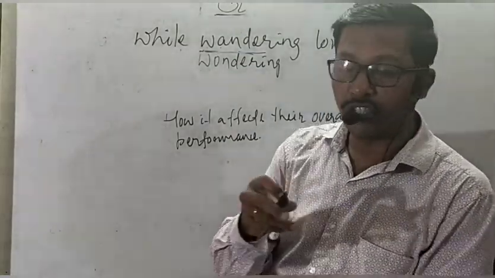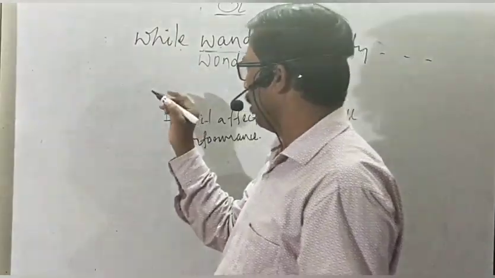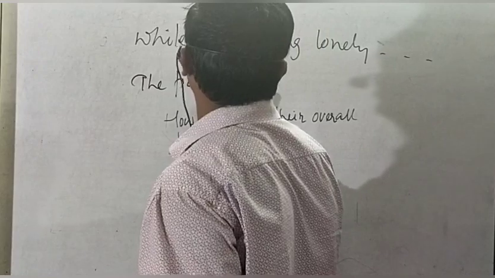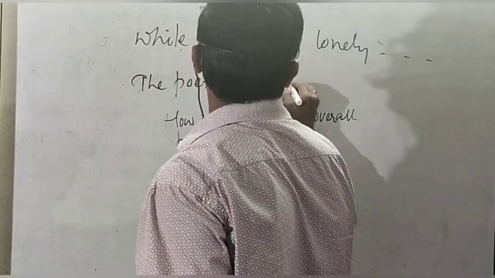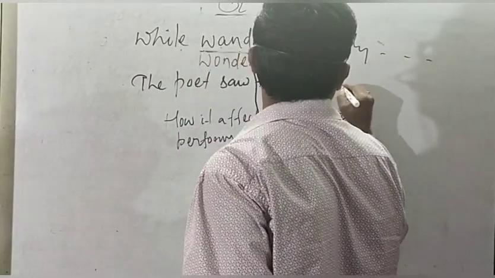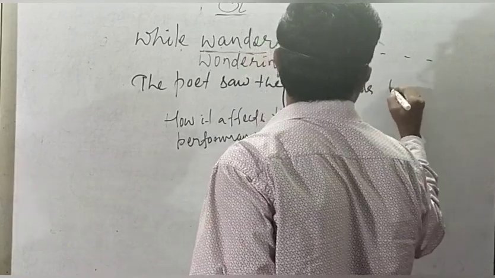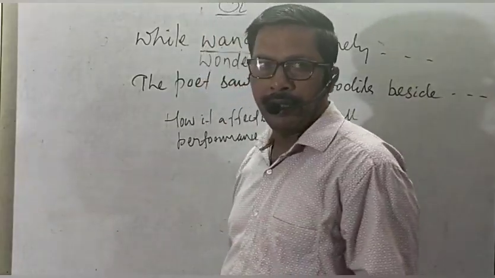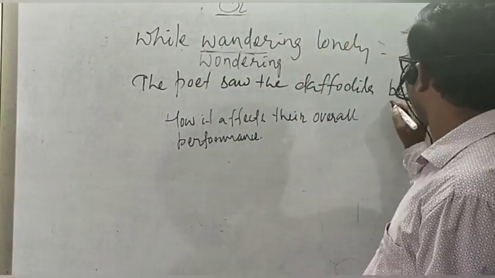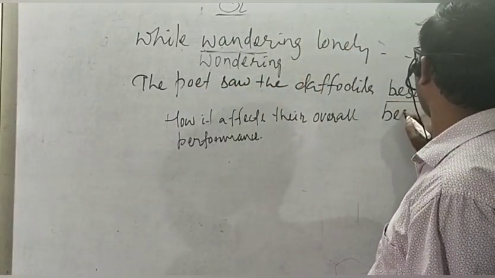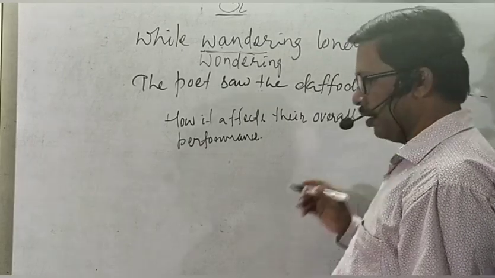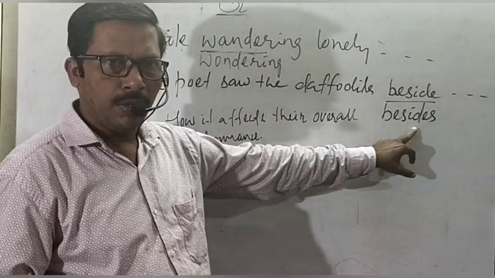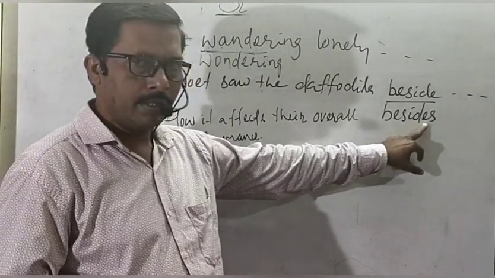When did the poet see the daffodils? They have to say what? The poet saw the daffodils beside the lake. If, instead of beside, some students go for besides, look here, instead of beside, they go for besides, only an addition of S.